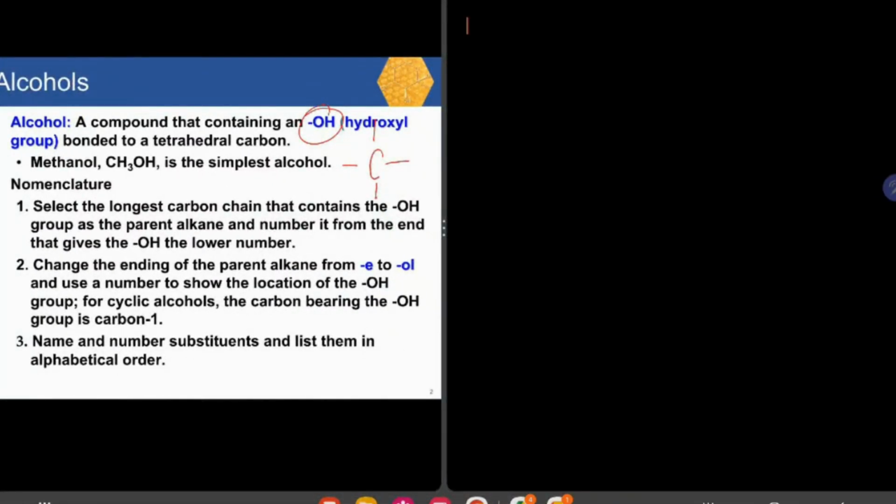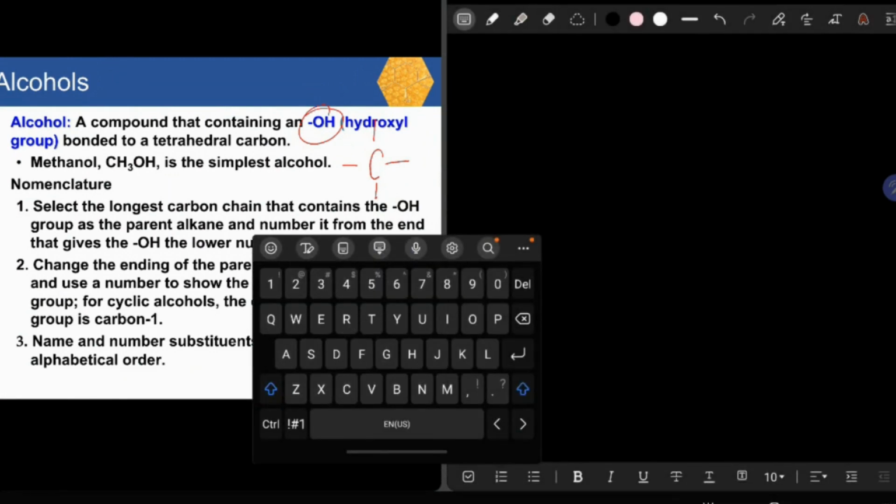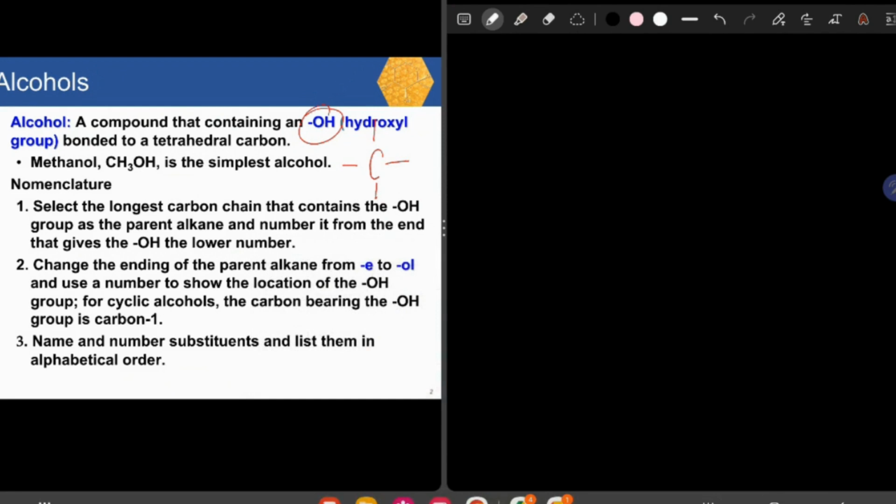Okay, so for example, methanol. If we're going to draw methanol in its expanded notation, we have one carbon, and this is tetrahedral, right?